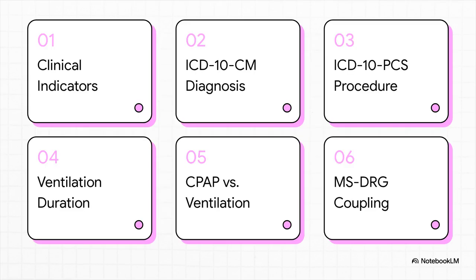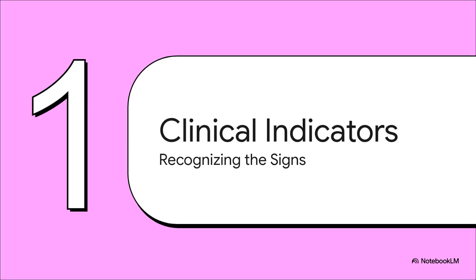All right, let's look at the agenda for today's explainer. We're going to cover 1. Clinical indicators, 2. ICD-10-CM diagnosis coding, 3. ICD-10 PCS procedure coding, 4. Calculating ventilation duration, 5. CPAP versus mechanical ventilation, and finally, 6. MSDRG coupling logic. Let's jump right in with number 1, clinical indicators.